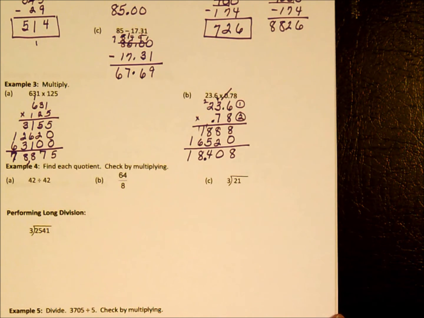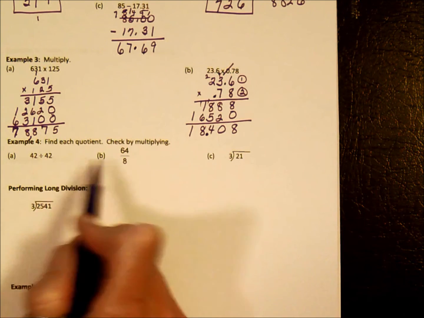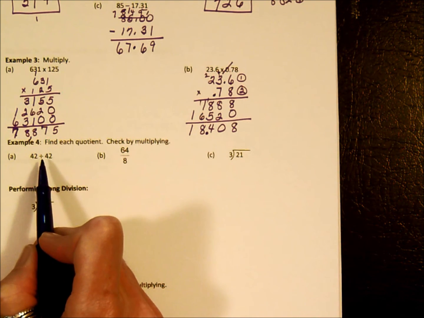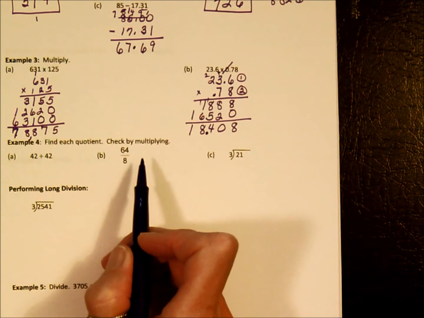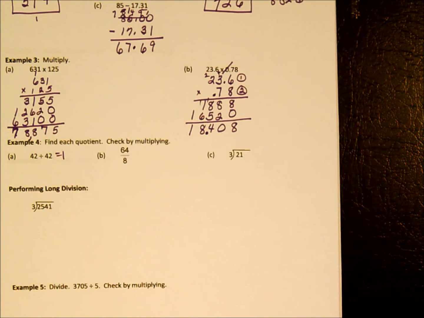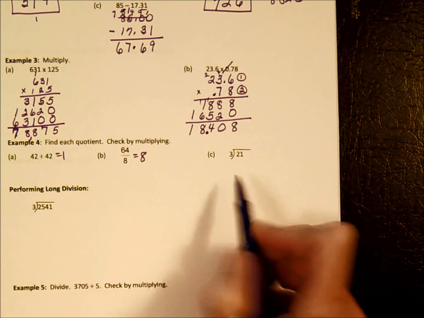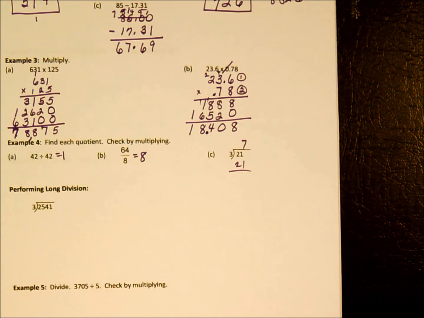All right, let's look at some division. Notice it says find each quotient, so that means division. And I've shown 3 different ways you can indicate division. Typically in algebra, you don't use this symbol, and we certainly don't use this symbol. We use fractions to indicate division most of the time. But let's take a look here. 42 divided by 42, we know anything divided by itself is just 1. 64 divided by 8. And here it's 3 into 21, and we know that goes 7 times. So you need to be able to do it with any of those indicators of division.